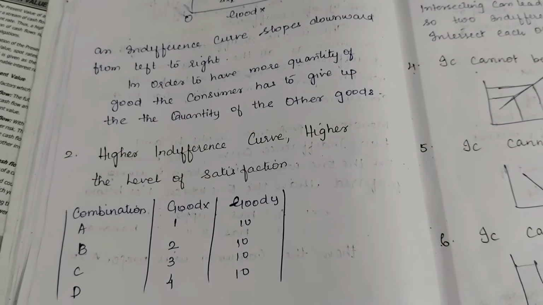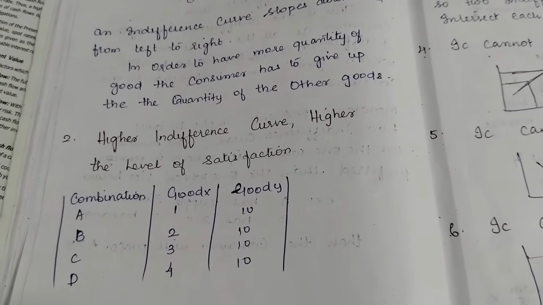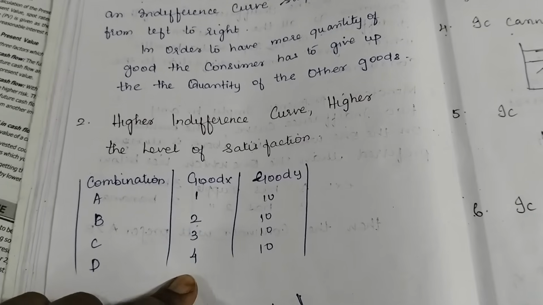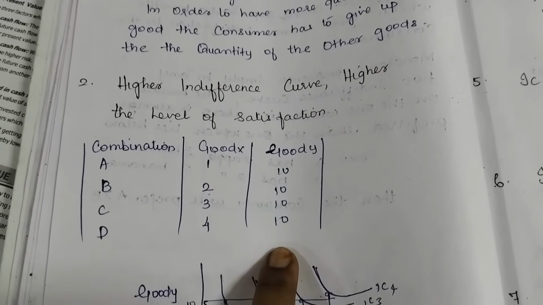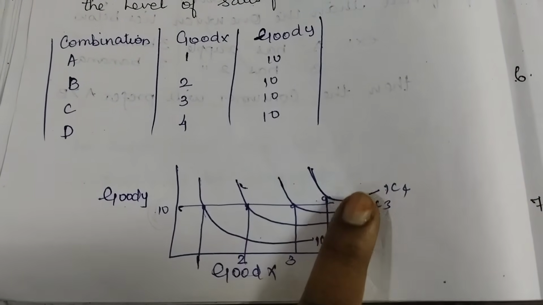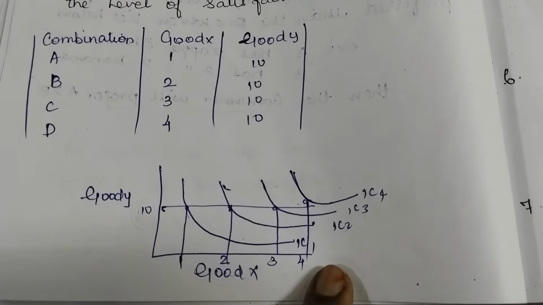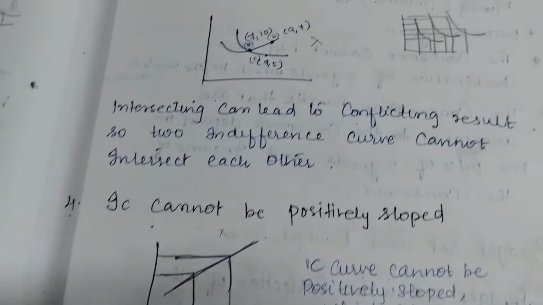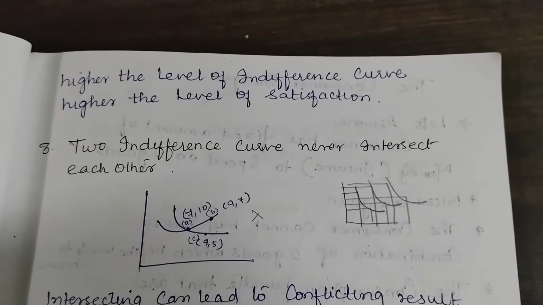The second feature is: the higher the indifference curve, the higher the level of satisfaction. As you can see here, good X is increasing and good Y is remaining the same, so every time the indifference curve is reaching a new level as the quantity of good X is increasing. So the higher the level of the indifference curve, the higher the level of satisfaction.